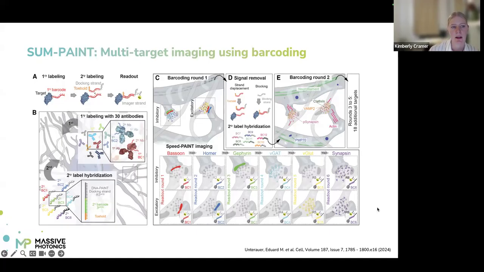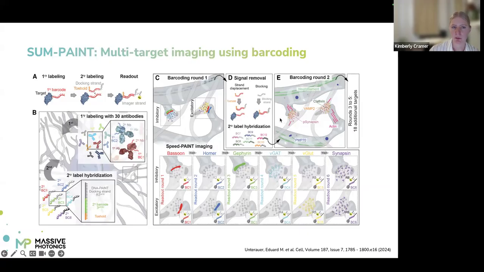So in SumPaint, what they did was they labeled a sample with 30 different antibodies, and they actually did extensive antibody characterization studies in neurons. So this is also a great resource if you're interested in looking at neuronal proteins by immunofluorescence. There's a huge list of antibodies that either worked or didn't work. So maybe that would make your life easier. But here they essentially labeled primaries with secondary nanobodies that had this primary label here in A, and added these to the sample and did DNA paint imaging.